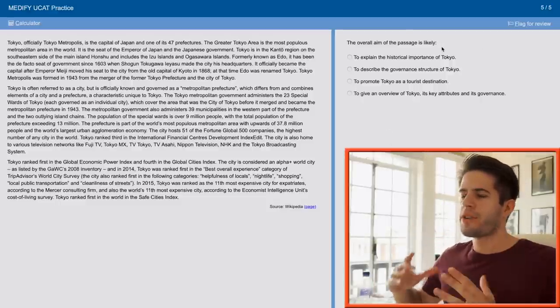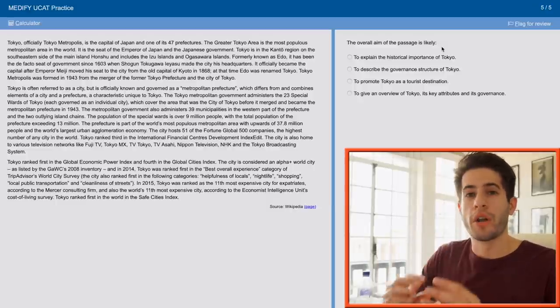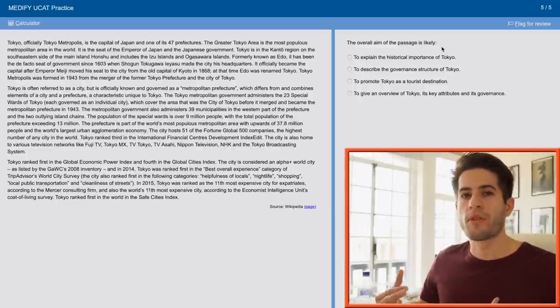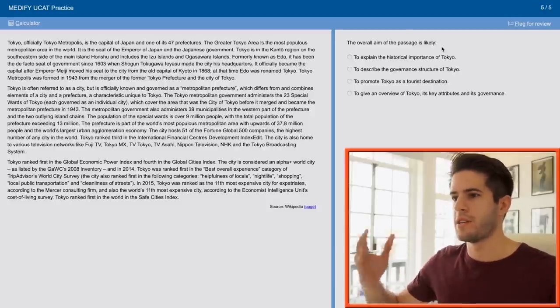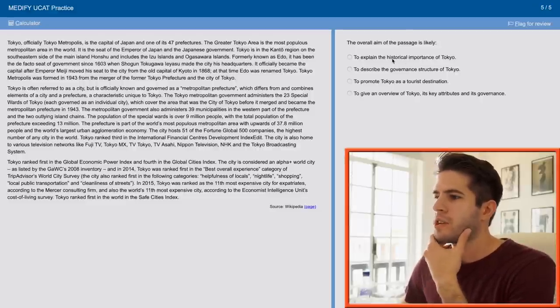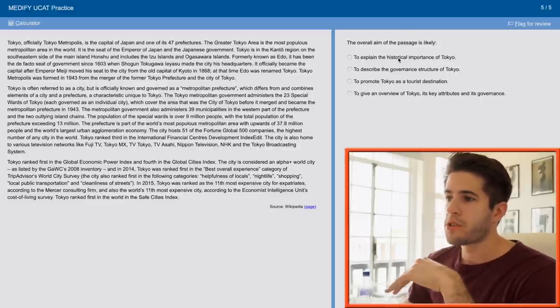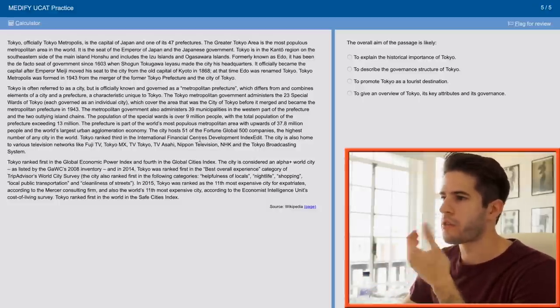Whenever you're answering this question, make sure that you don't answer based on just one of the paragraphs. It's saying the overall aim of the passage, so you need to take into account everything that's being said in these three paragraphs. What do we think the aim is? To explain the historical importance of Tokyo. That's good for the first paragraph. The second paragraph kind of explains some history, but not the third paragraph.